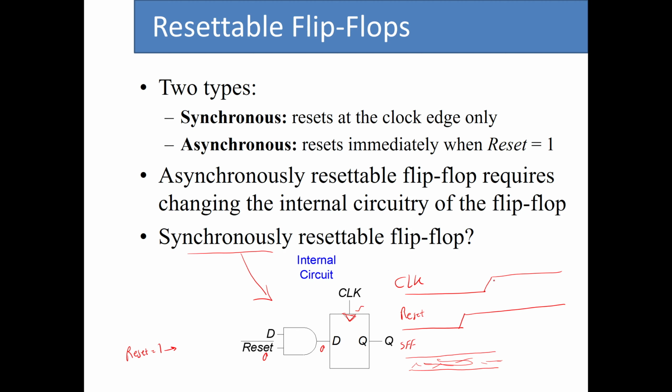So as soon as we get to the rising edge of the clock, the output becomes 0. So this is for the synchronous resettable flip-flop. What about for the asynchronous one? For the asynchronous one, as soon as we make the reset signal go from 0 to 1, we basically change the output. So this is the main difference between these two types conceptually.